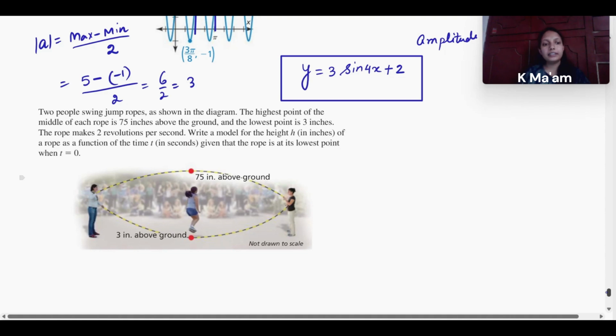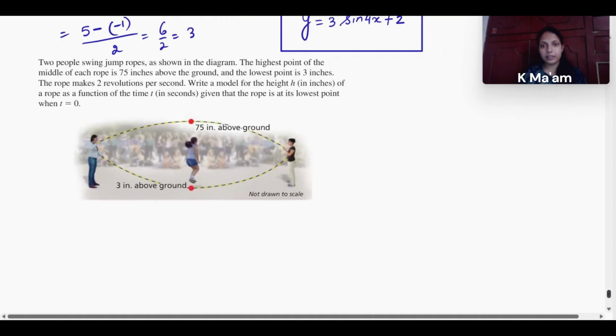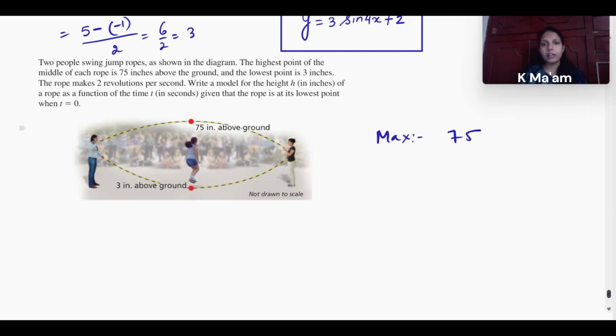Next, it says two people swing a rope as shown in the diagram. The highest point of the middle of each rope is 75 inches above the ground. So the maximum value is 75 and the lowest point is 3 inches. Minimum is 3. The rope makes 2 revolutions per second, so the frequency is given as 2. So the period will be 1 by 2.